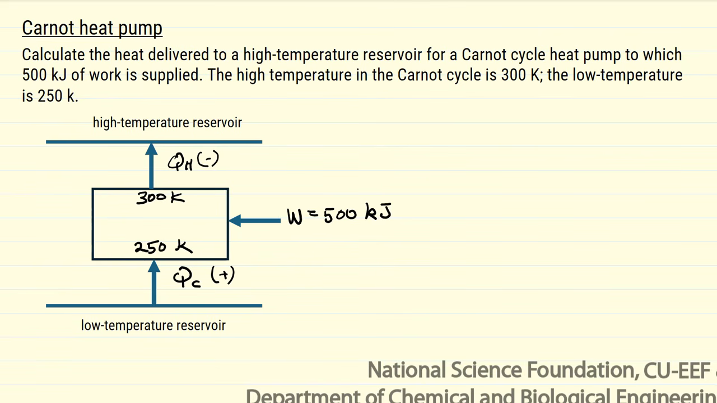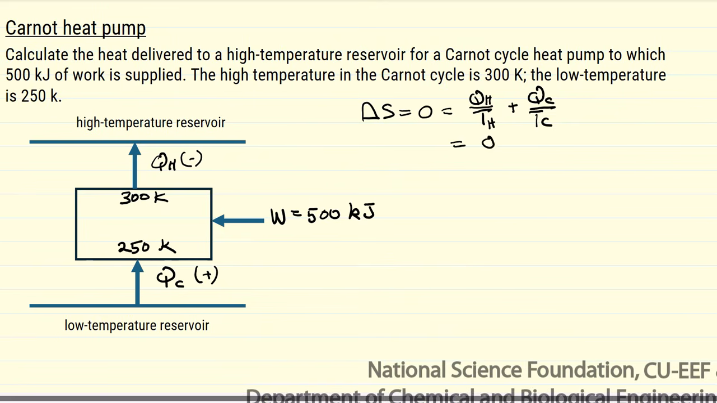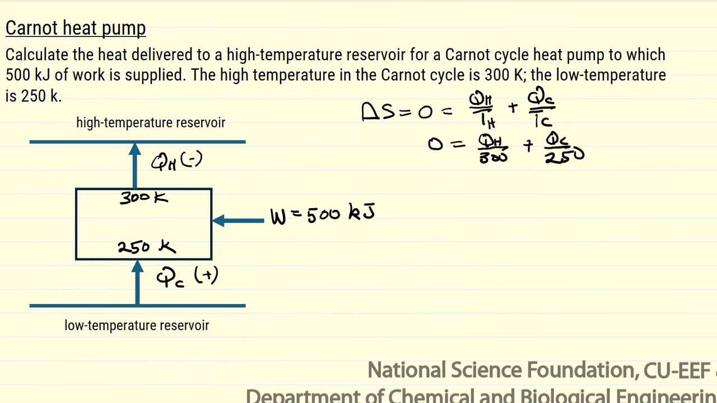So what we're going to do is apply the second law and say this is a reversible heat engine, so delta S is 0. And since it's reversible, the entropy change is the heat transferred over the high temperature, plus the heat transferred over the low temperature. And this then becomes QH over 300, plus QC over 250, and that equals 0.